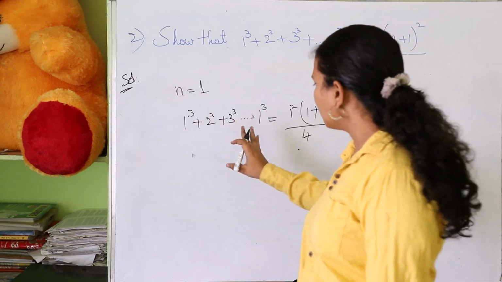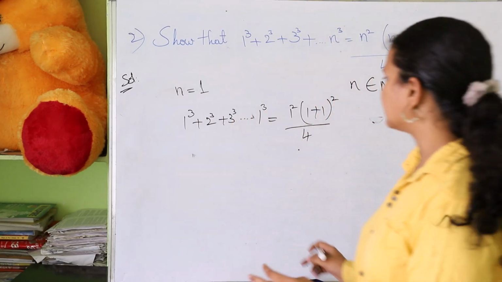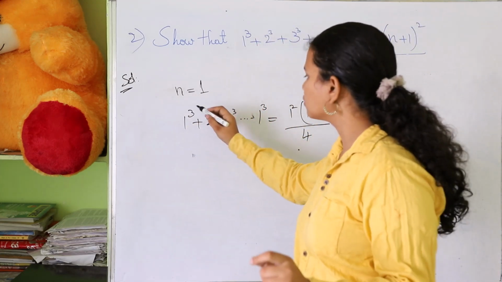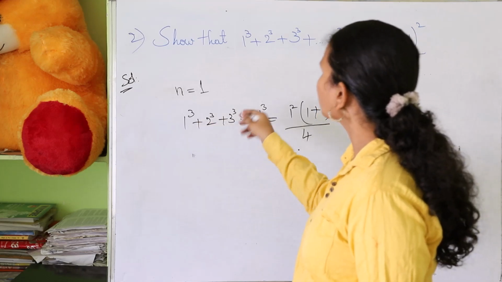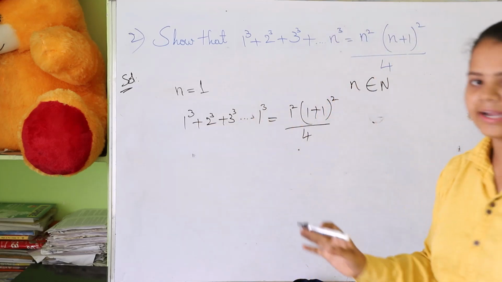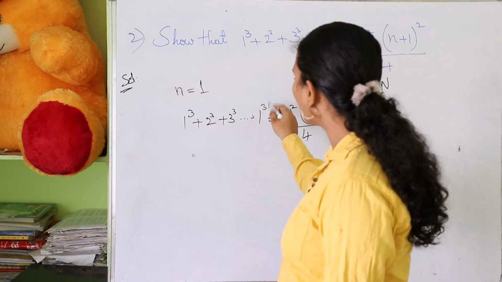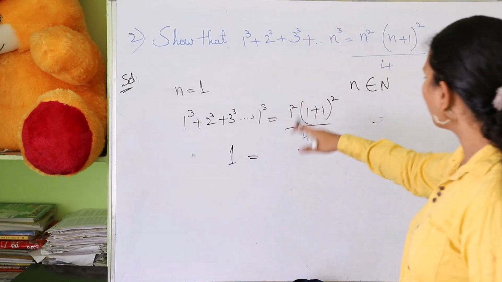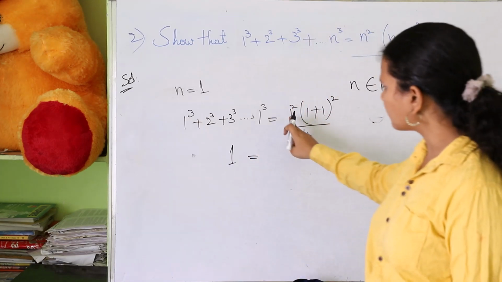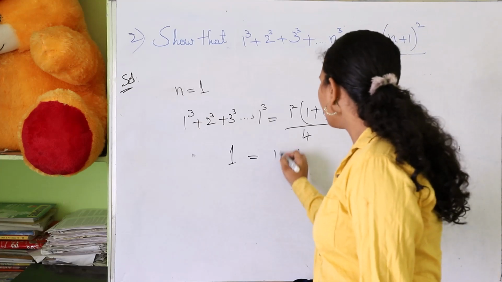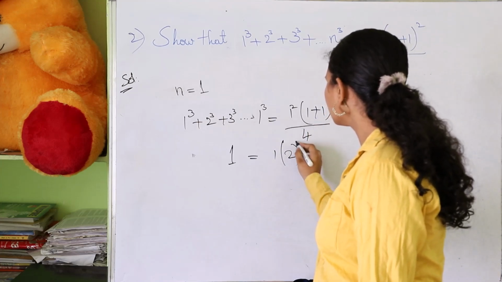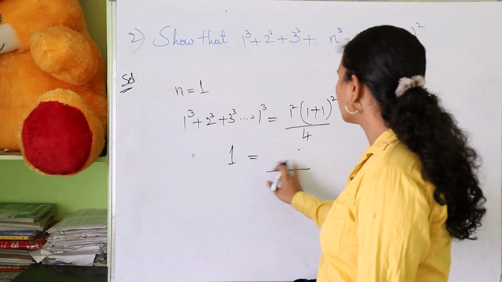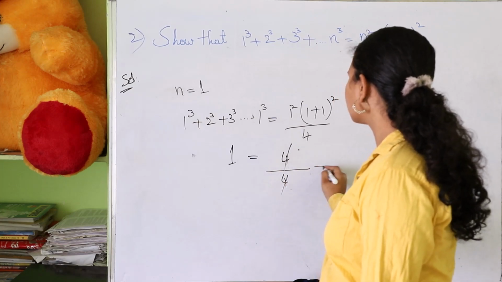Now you equate LHS to RHS. Here n is the nth term, the first term, n equal to 1, so the first term is 1 cube. So the LHS value will be 1. Now coming to the RHS, here you have 1 square, 1 into 1, then 1 plus 1, 2. 2 square by 4, 2 square means 2 into 2, 4. So 4 gets cancelled.